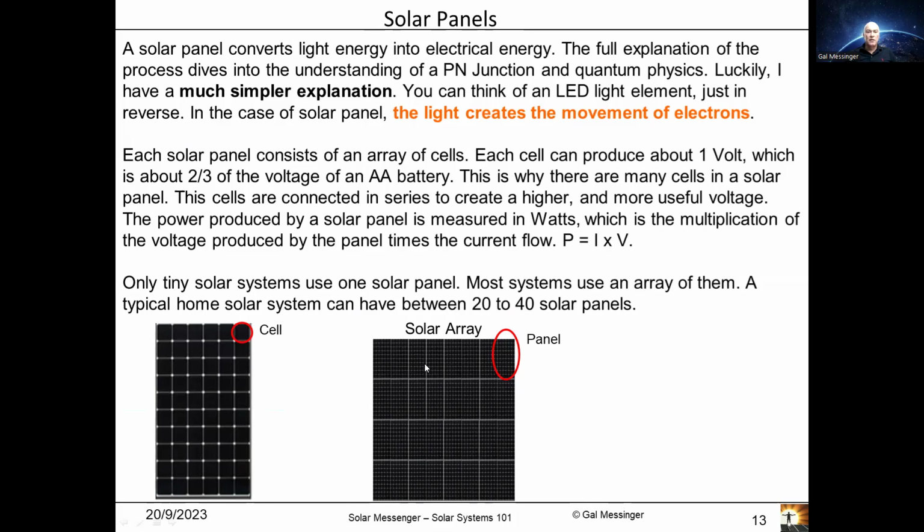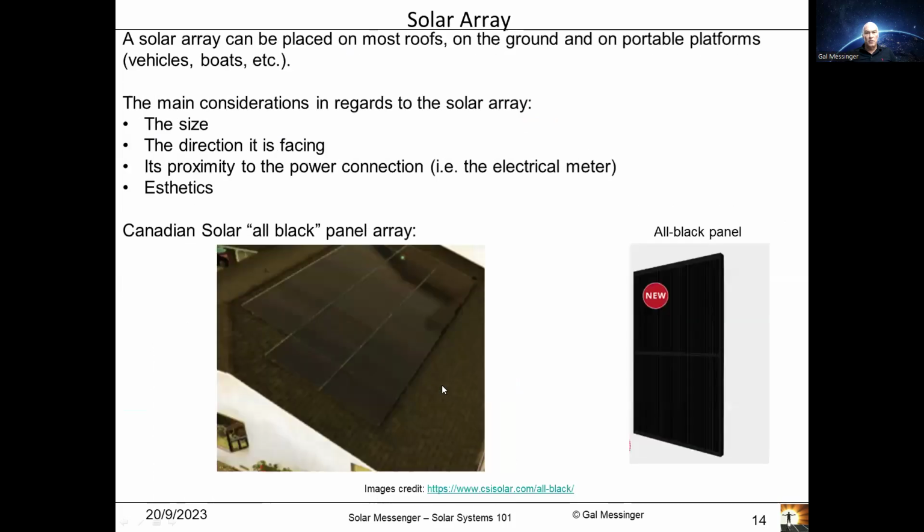Connecting them together gives you a solar array, which consists of many of those cells in one panel and many of those panels in a solar array. So basically, it's connecting tiny elements together to create a solar panel, and then those together to create a solar array. Now, those solar arrays have a lot to do with the size of your roof, the location of your roof, the elevation. So where is it facing? What is the angle?